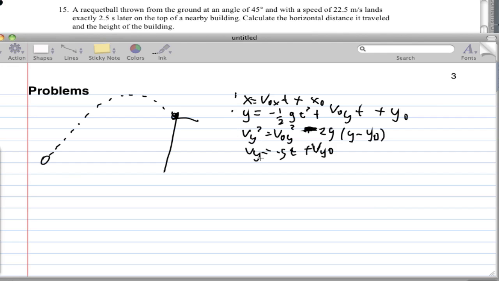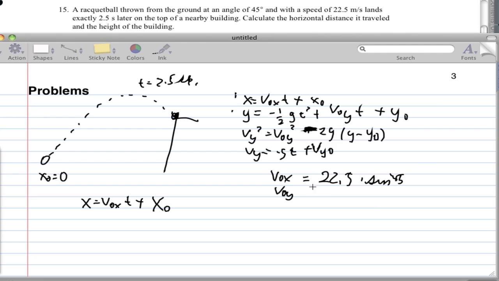Now, here, let's get the horizontal distance the ball travels. So we're told that it starts off at x naught equals 0, and we're told that it travels for 2.5 seconds before it reaches the top of the building. So let's go ahead and get that. So x equals v naught x t plus x naught. Now, to get v naught x and v naught y, let's remember that v naught x is 22.5 times the cosine of 45, and v naught y is 22.5 times the sine of 45. So I just made the classic mistake. So please be careful with that.